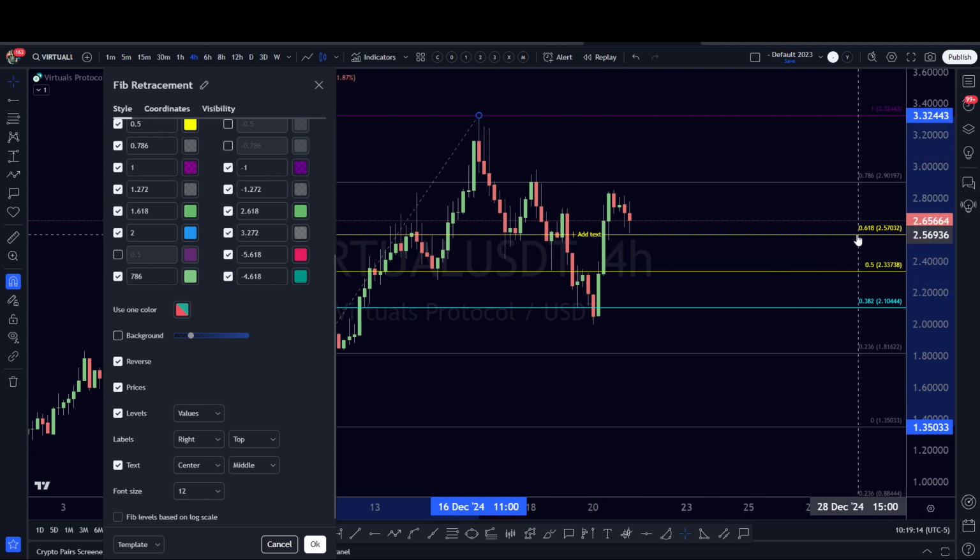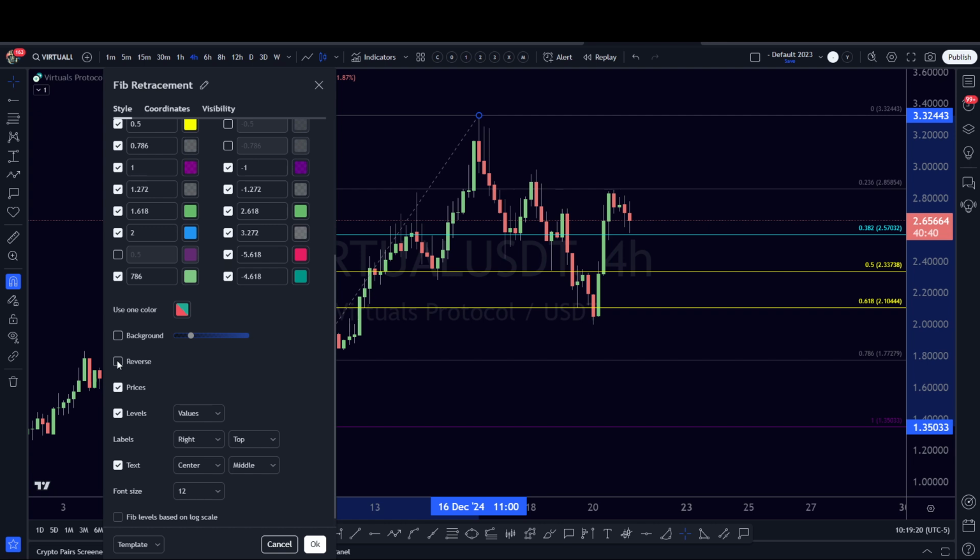Here we can say it's 0.618 and the 0.5, so this is actually opposite. We click on reverse and now it flips it. So now this is saying that this is 0.5, this is 0.618, and these are actually percentages. So from the very bottom to the very top, it retraced 38% when it hit this level. It retraced 50% when it hit this level, and then 61% when it hit this level.